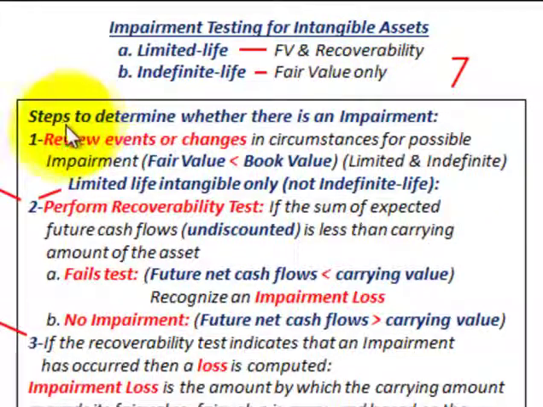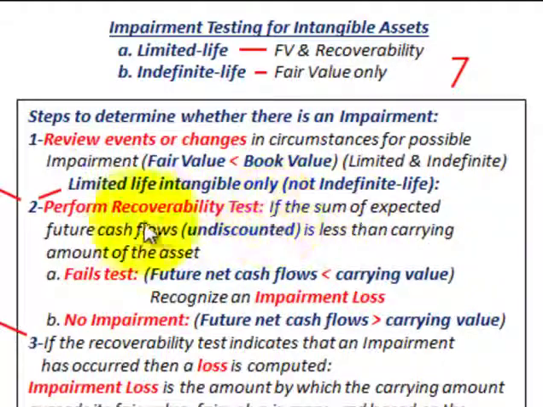So let's first go through the steps that we would use to determine whether there is an impairment. Number one, we review events or changes in circumstances for possible impairment. And in this case, we're going to be looking at whether the fair value is going to be less than the book value. We would be doing this for both the limited and the indefinite life intangibles. Now we get down to the second step. And this is what we'd be doing only for the limited life intangible and not for any indefinite life intangible asset. So two, we'd perform this recoverability test.